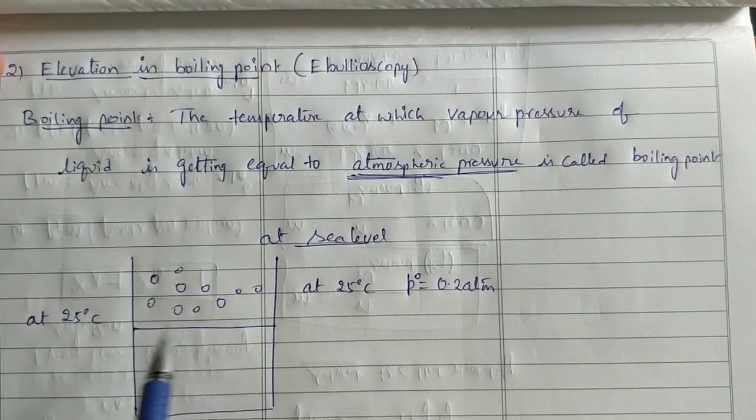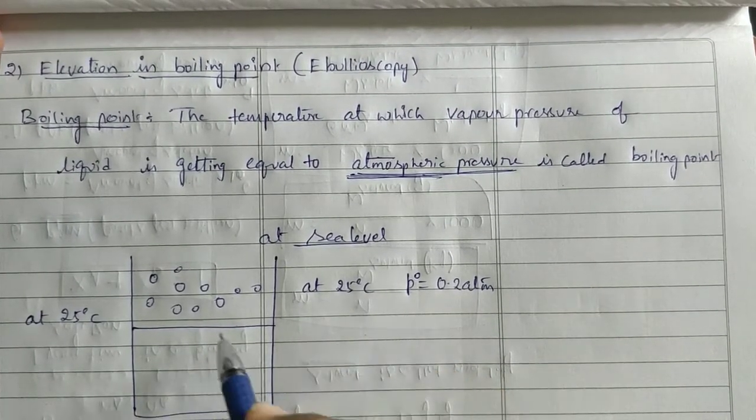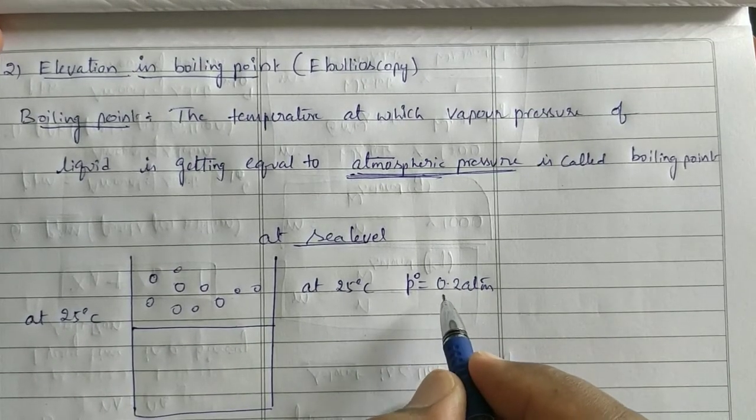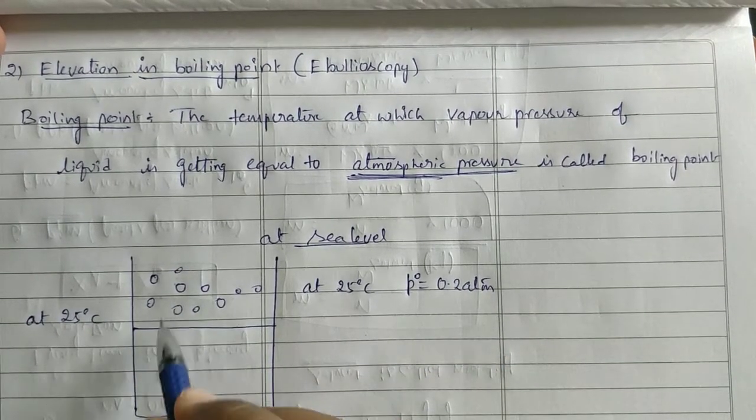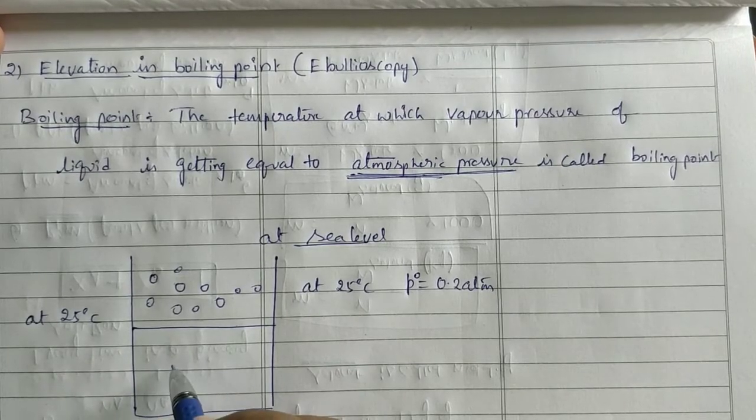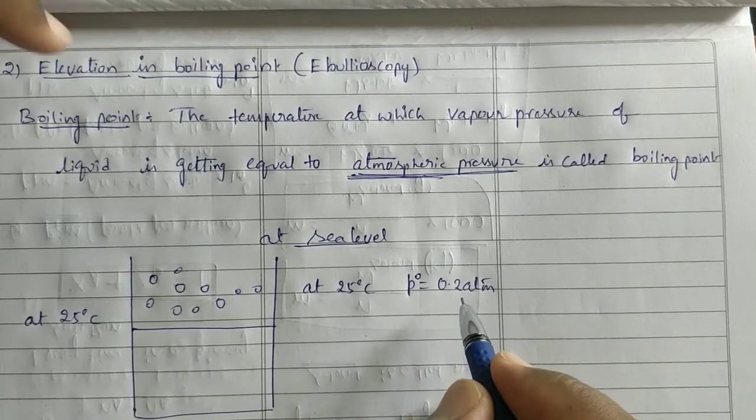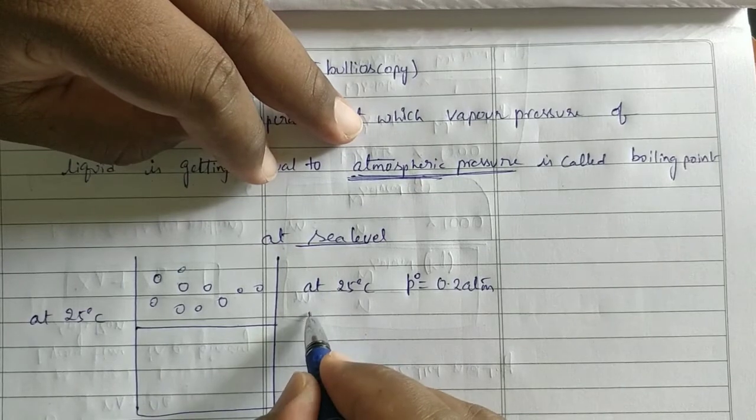So at 25 degrees centigrade, what is the pressure of this liquid? Already you know the pressure definition. At equilibrium, these gas molecules will apply some pressure on the surface. That is 0.2 atmospheres. Now I am increasing the temperature.